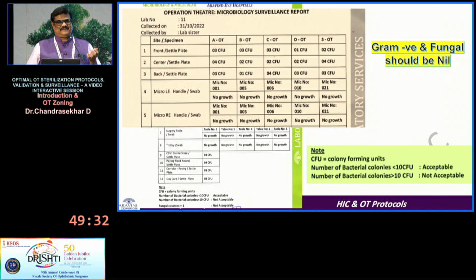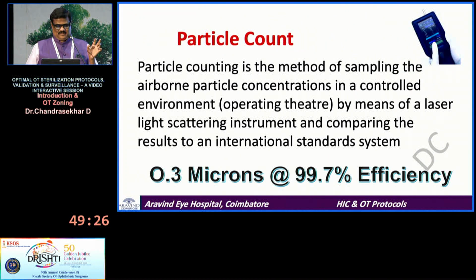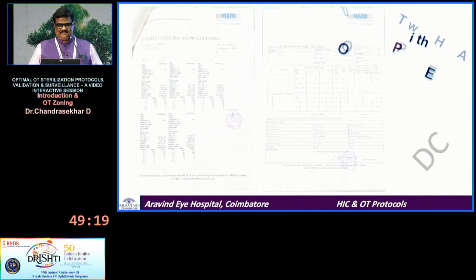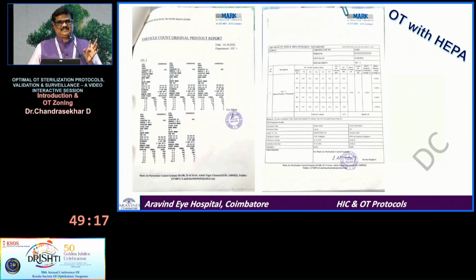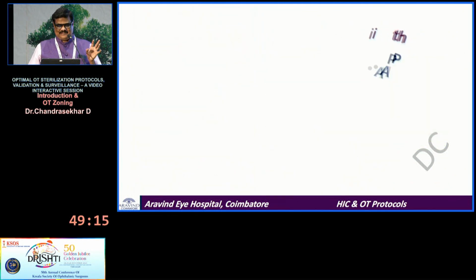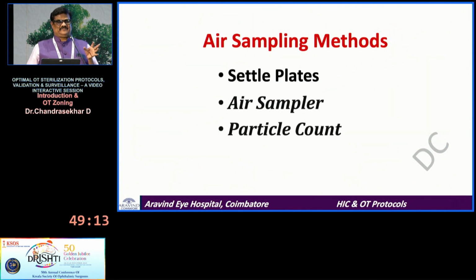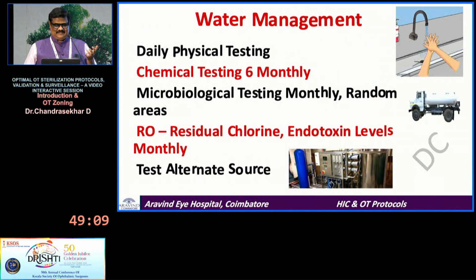Sometimes what happens is the hospital does it, they get the reports and file it. Then when they get an audit, they will realize there was an abnormal count. When you have a HEPA filter, it should filter 0.3 microns at the rate of 99.7% efficiency. So these reports need to be done once a year or once in 6 months, depending on the usage of the hospital. The air sampling can be taken, ideally we all use the settle plate method.